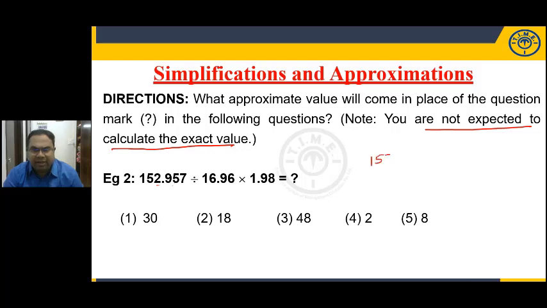152.957 is 153, divided by 16.96 is 17, 1.98 is 2. 17 goes 9 times. 9 into 2 is 18. The second option should be my answer. Correct, Neha Jadhav. Correct. Very good. So 153 divided by 17 into 2.